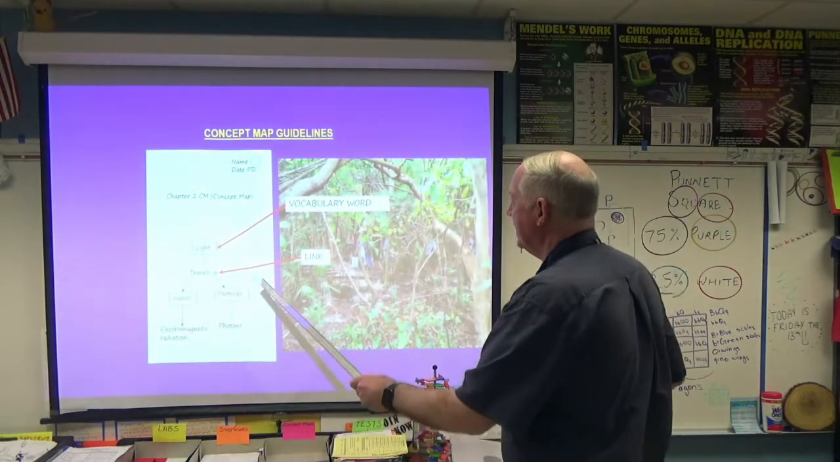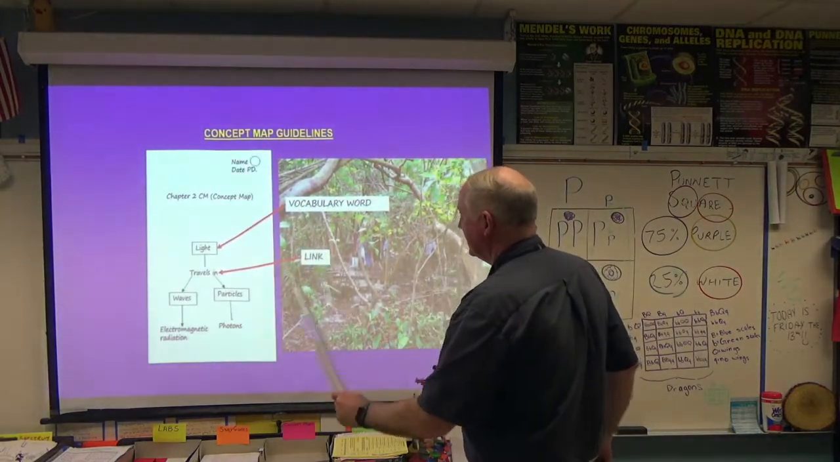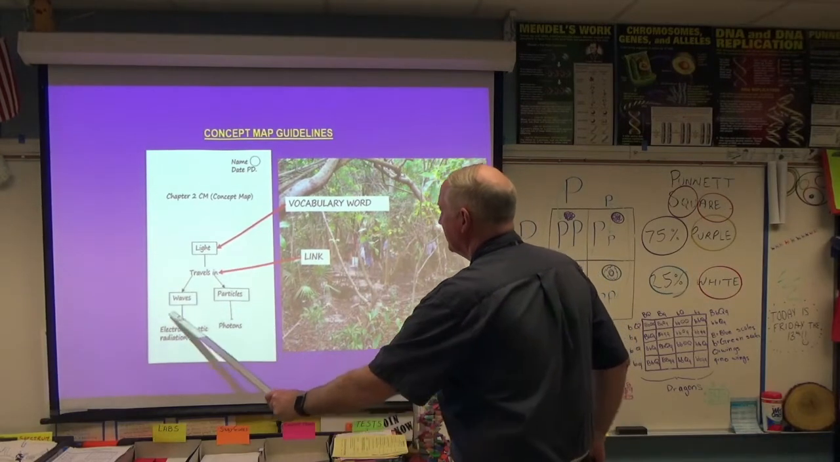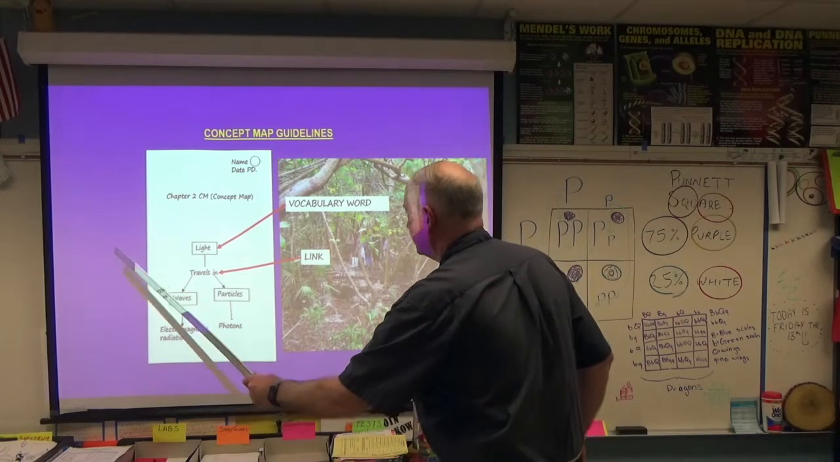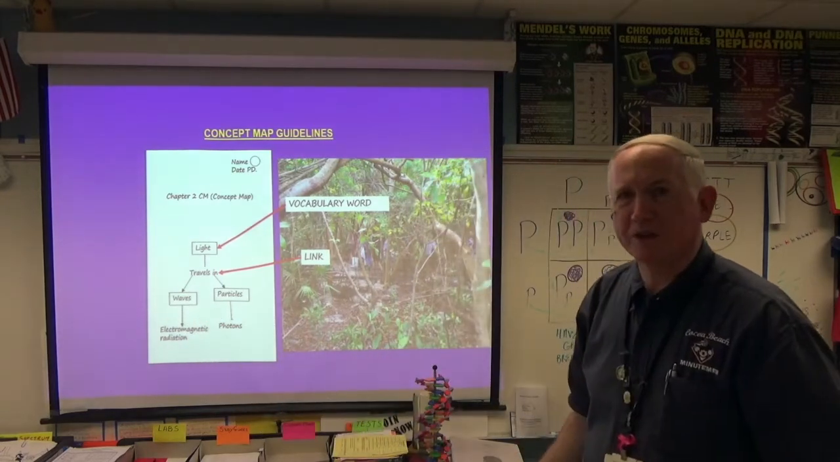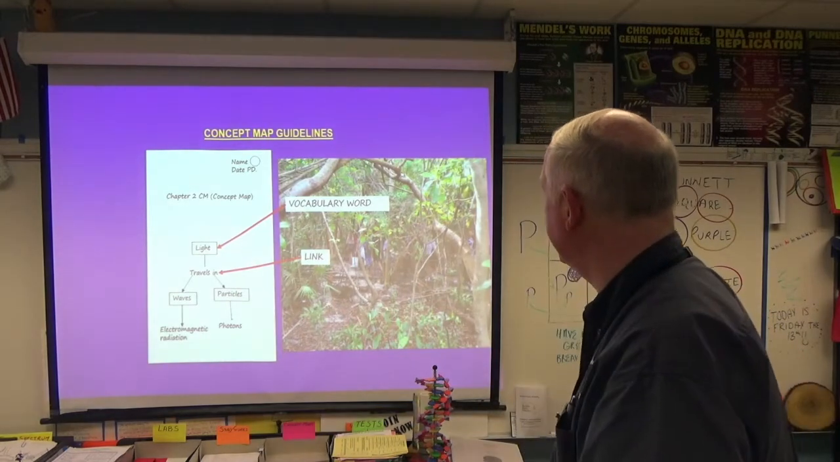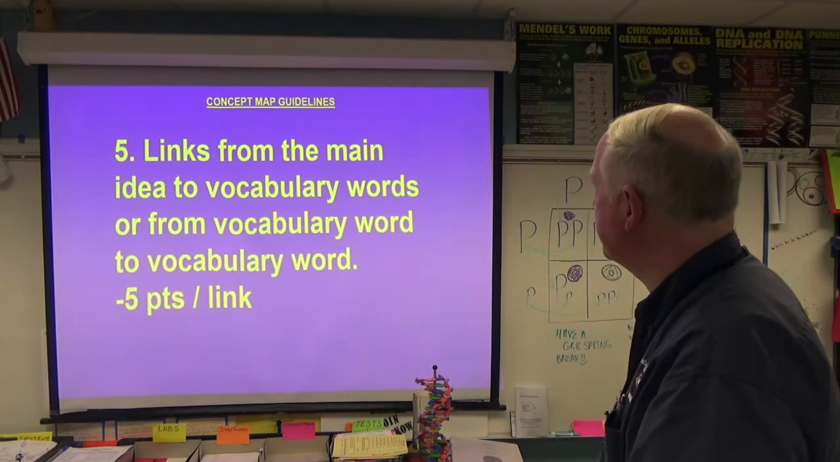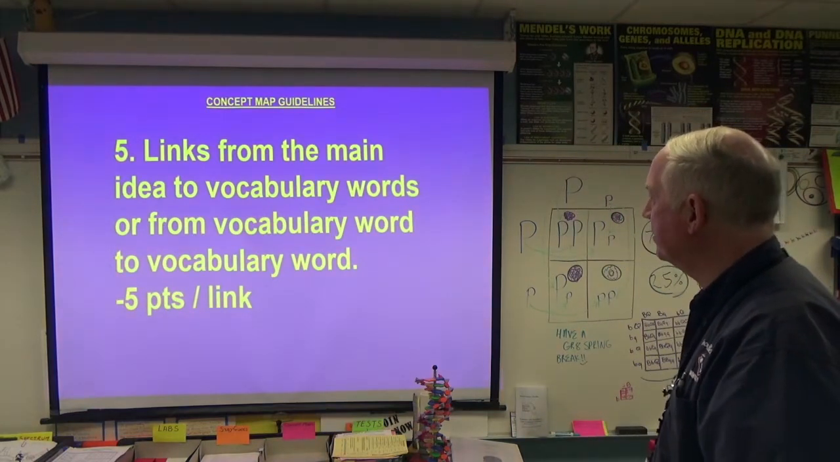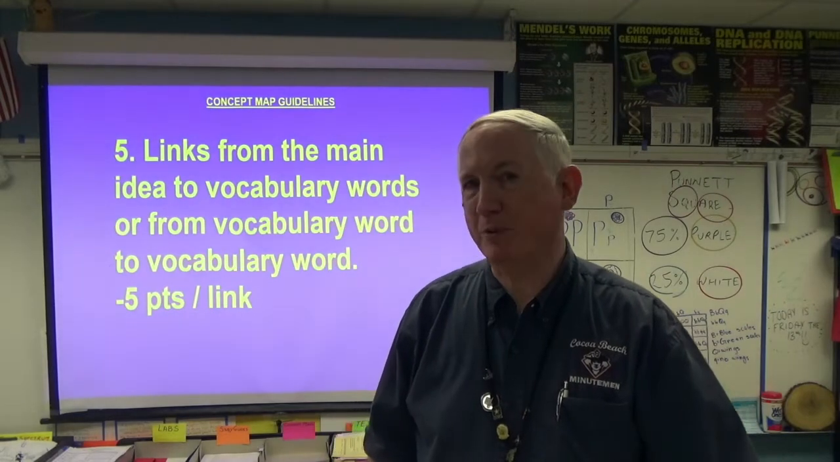Alright, so here's the beginning. We got the vocabulary word, we got the link, we got the next vocabulary words, we got the next links, or you could add definitions, or you could add charts or diagrams. Whatever you want to do, however creative you feel, how much time you have. Links go from the main idea to the vocabulary words, or from vocabulary word to vocabulary word. Missing a link loses 5 points.